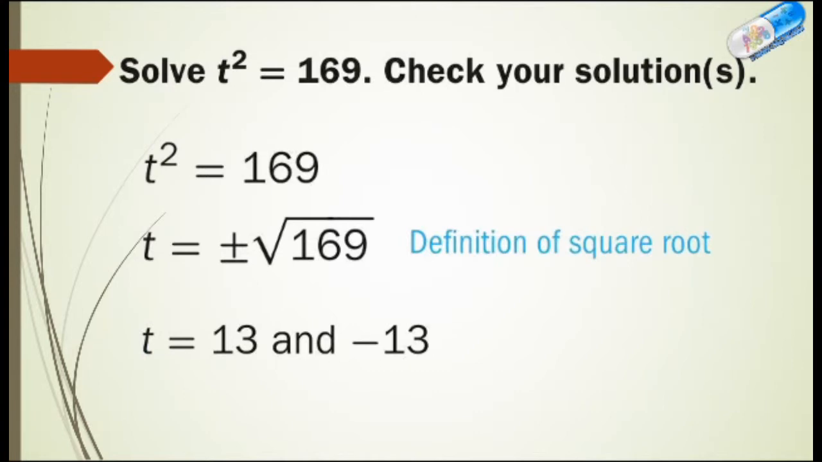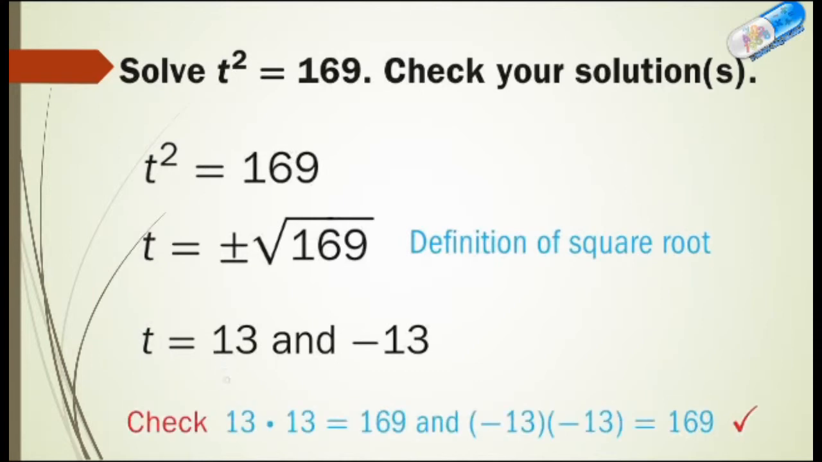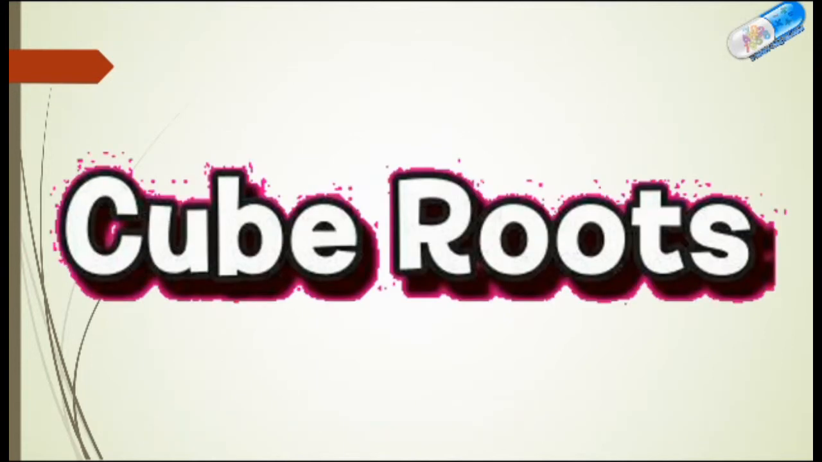To check our answer, we multiply 13 times itself. This is equal to 169. And also, if we multiply negative 13 times negative 13, we know that negative multiplied by negative gives us positive 169 as well. So we are correct.